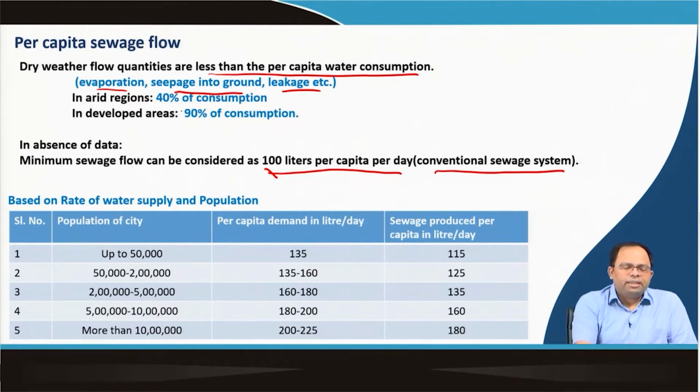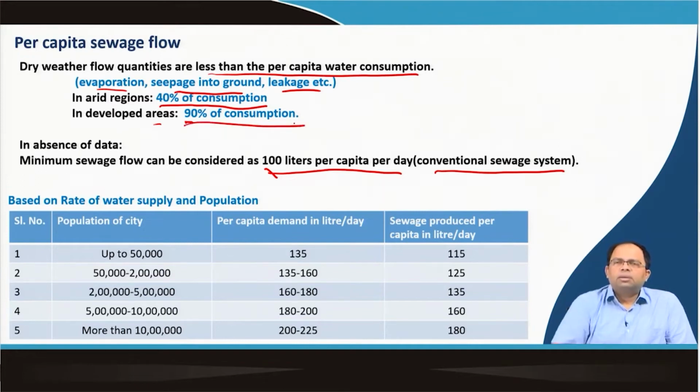In an arid region, we can say that 40% of what is consumed actually becomes sewage. Whereas in developed areas, in non-arid regions, of course, 90% of consumption goes into the sewage, because there is not too much open area, there is not too much infiltration and so on. So that means 90% of the consumption goes into the sewage network.